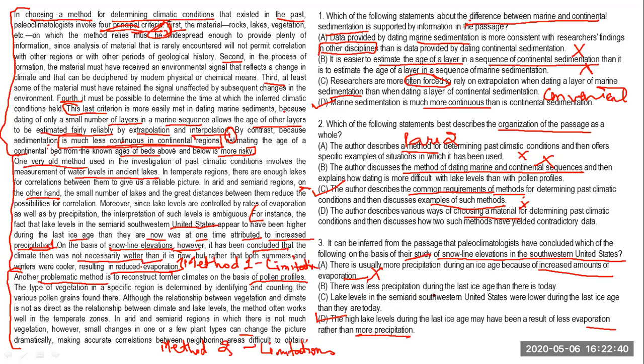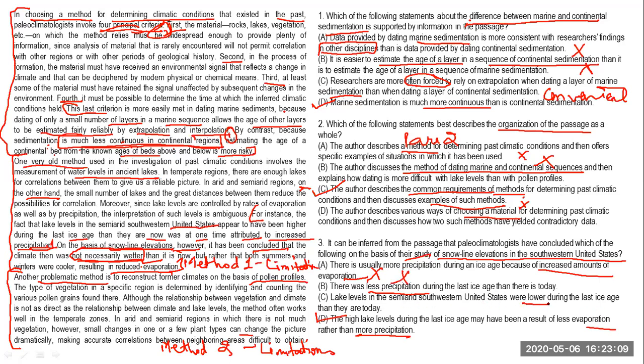There was less precipitation during the last ice age than there is today. Well, that comparison has never been drawn. It is said here that climate was not necessarily wetter, so there was not necessarily more rainfall. That does not mean there was less rainfall. Not necessarily more rainfall means perhaps it was equal, not more. But B says there was less rainfall, which is incorrect.